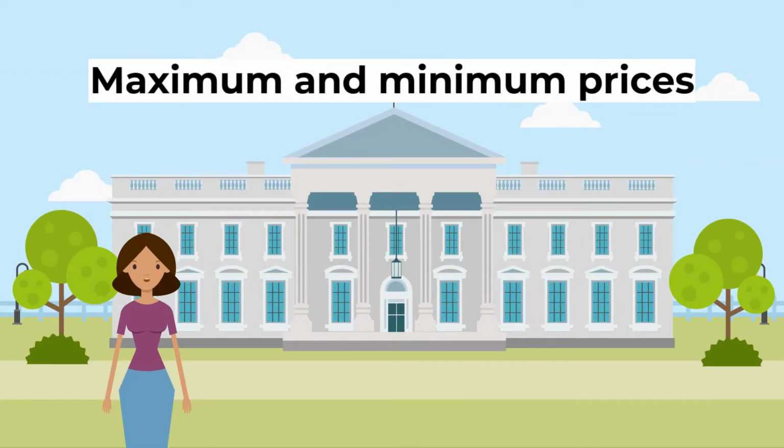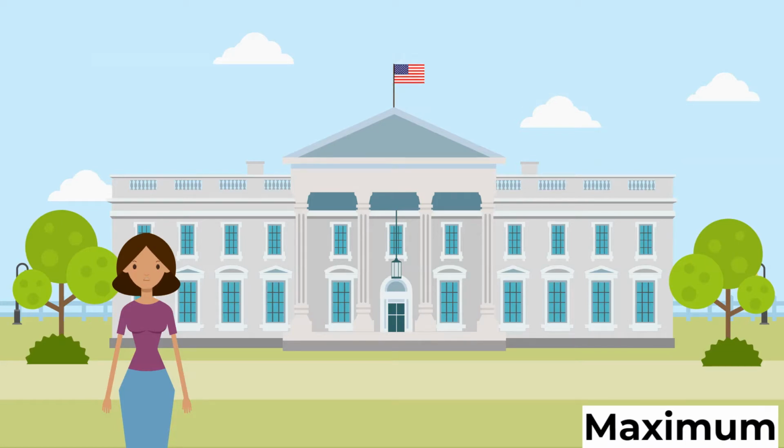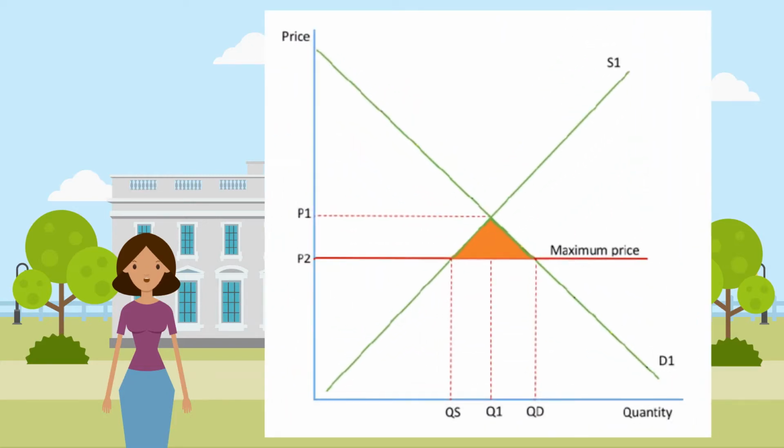Let's look at maximum and minimum prices. Firstly, maximum prices. For a maximum price to have an effect, it must be set below the current price equilibrium. For a minimum price to have an effect, it must be above the current price equilibrium.